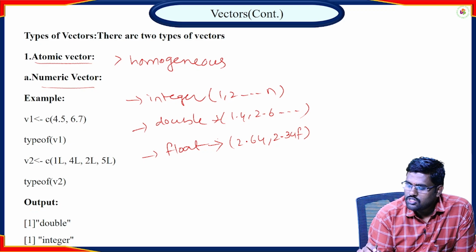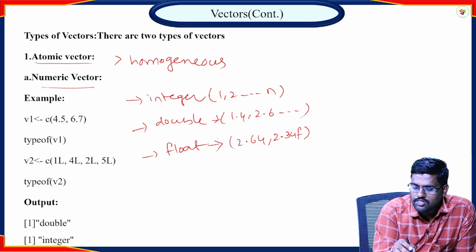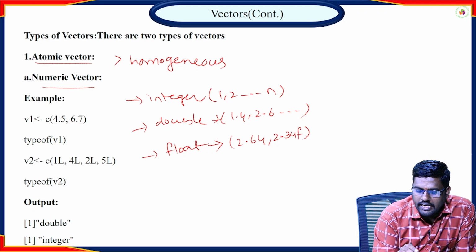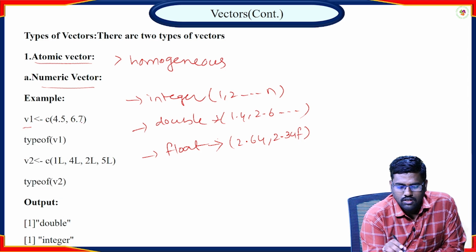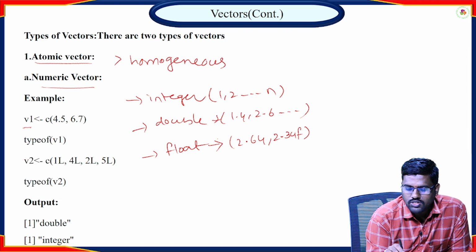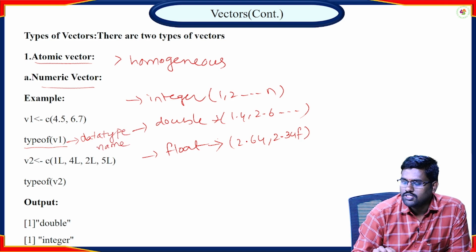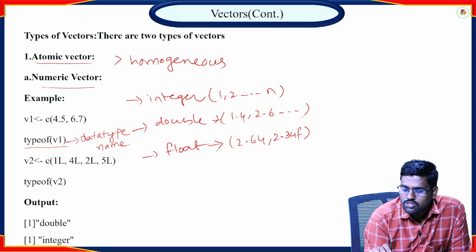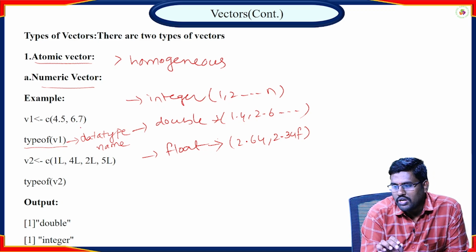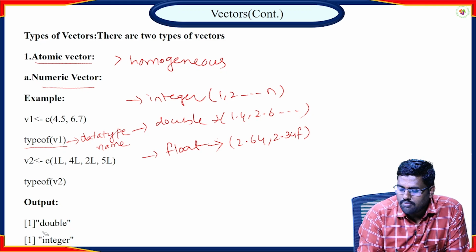So integers, double, float, these all are called numeric vectors. Here I have taken the variable name v1, which contains 4.5, 6.7. We are calling typeof v1. Typeof is used to retrieve which data type the particular values belong to. The data type name is retrieved by using the typeof function, typeof variable name. So for 4.5, 6.7, it retrieves that these values belong to double.